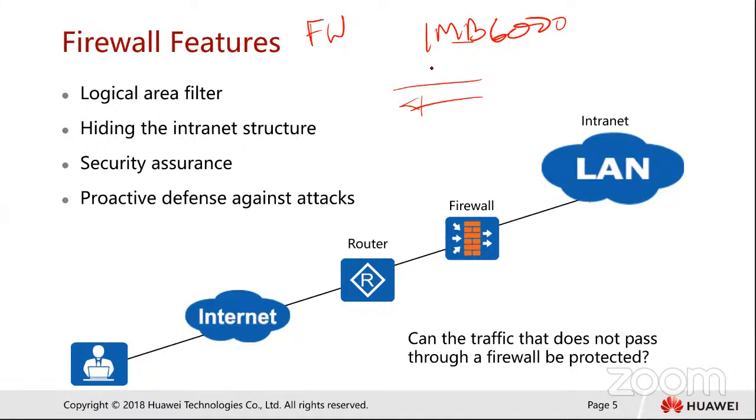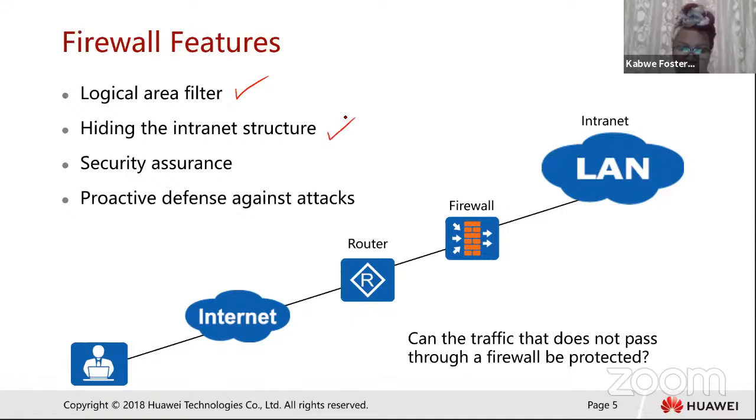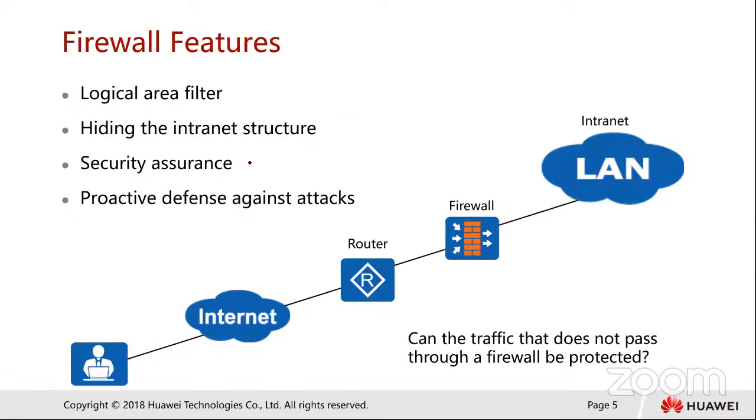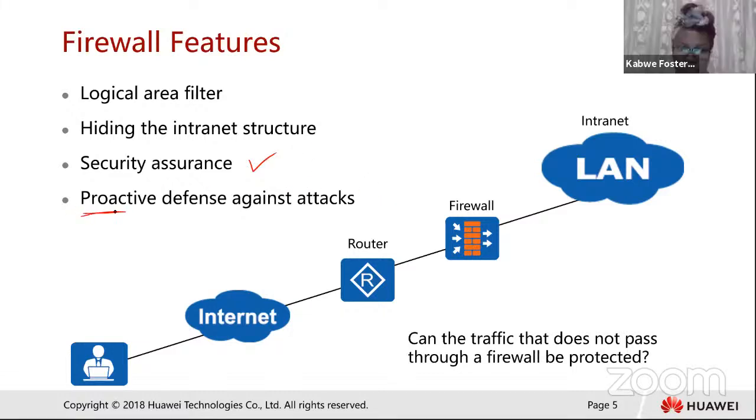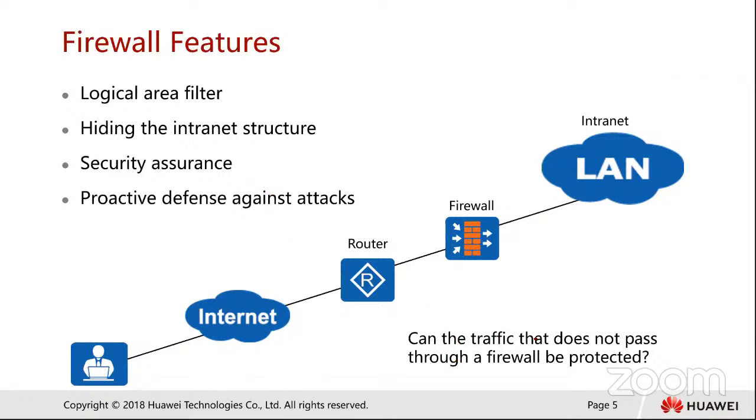However, communications between networks that are separated by a firewall must follow the policies and rules that you have configured on your firewall. So they help us to do logical area filtering. They also hide the intranet structure and provide security assurance. And it also helps us in proactive, the keyword is proactive, defense against attacks. So can the traffic that does not pass through a firewall be protected? That is what we were trying to discuss earlier on.